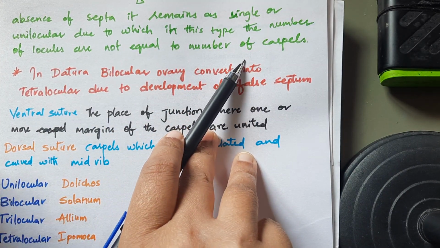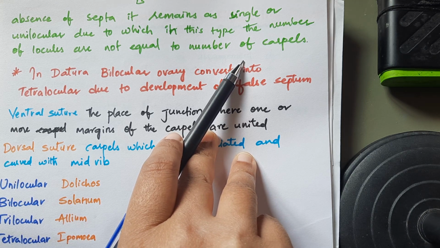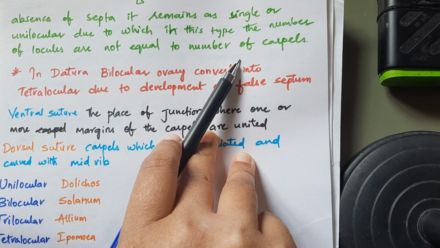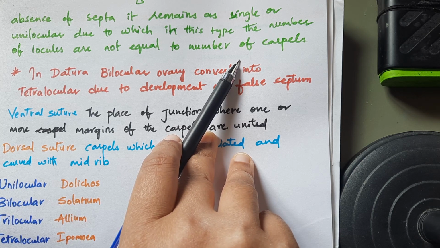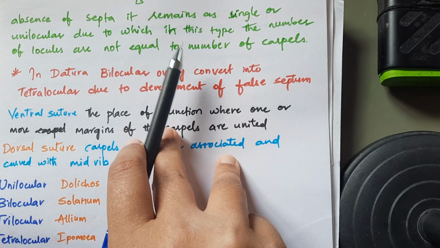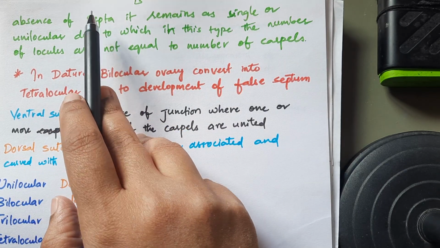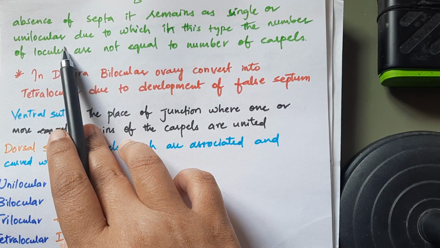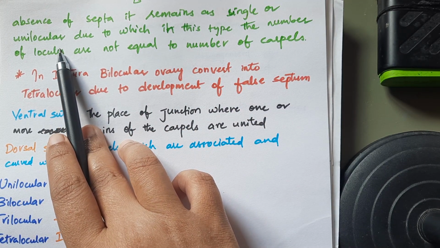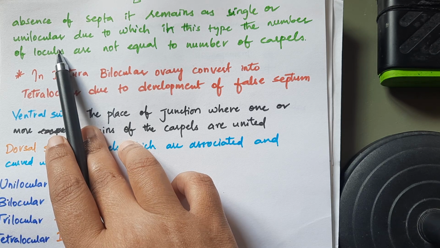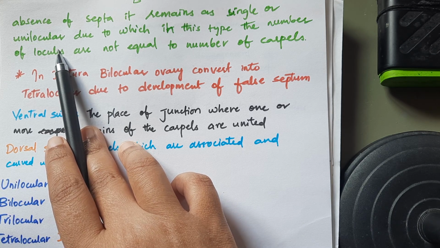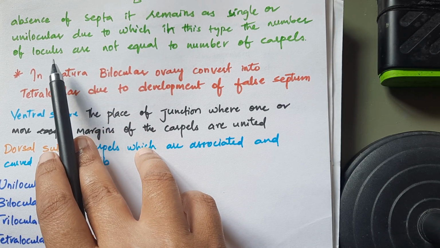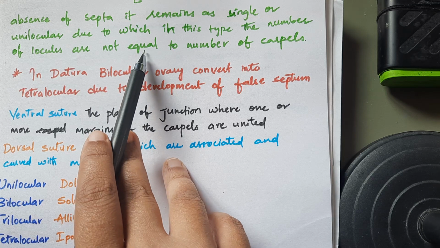Are you understanding what I am trying to say? Generally, the number of carpels is equal to the number of locules. But sometimes, in some conditions, due to the lack of fusion of margins or due to the absence of septa, all these carpels will remain in a single locule. Within a single locule many carpels are there. In that condition, the number of carpels is not equal to the number of locules, so this is a different condition.